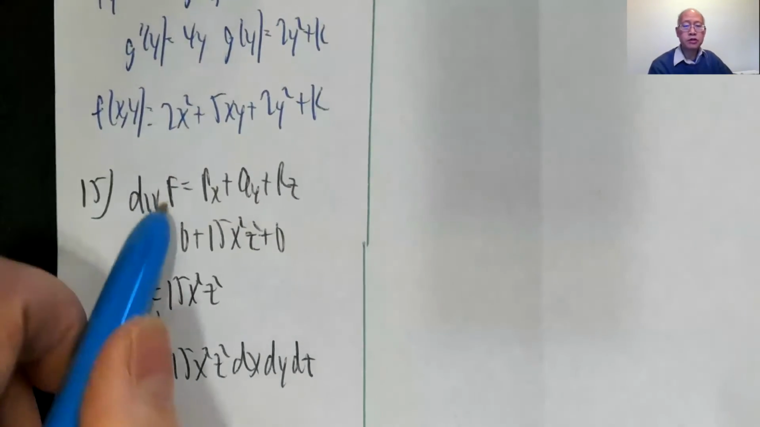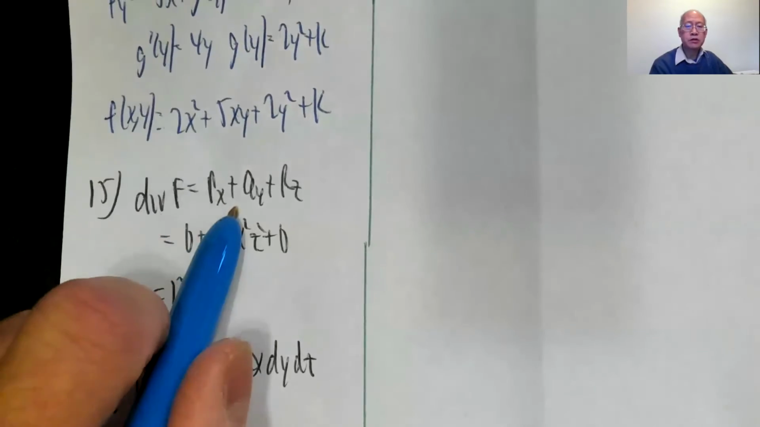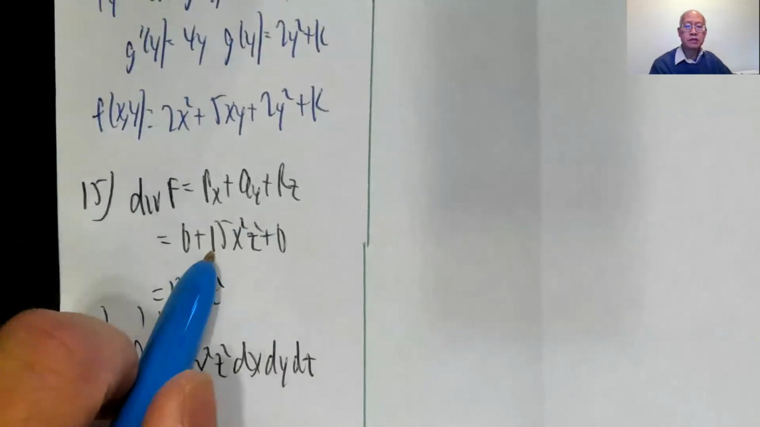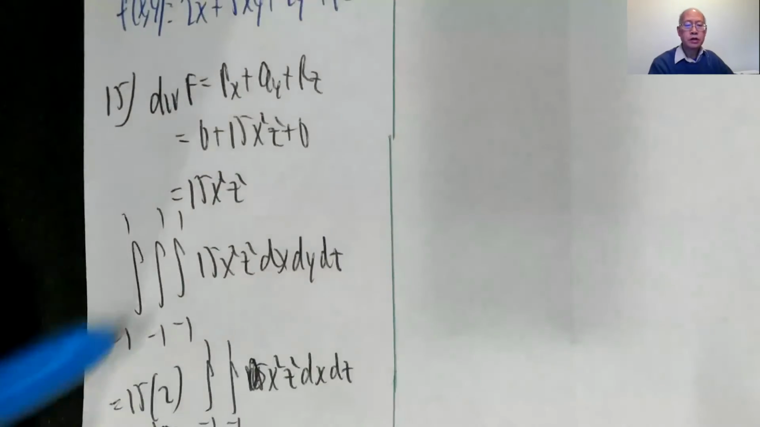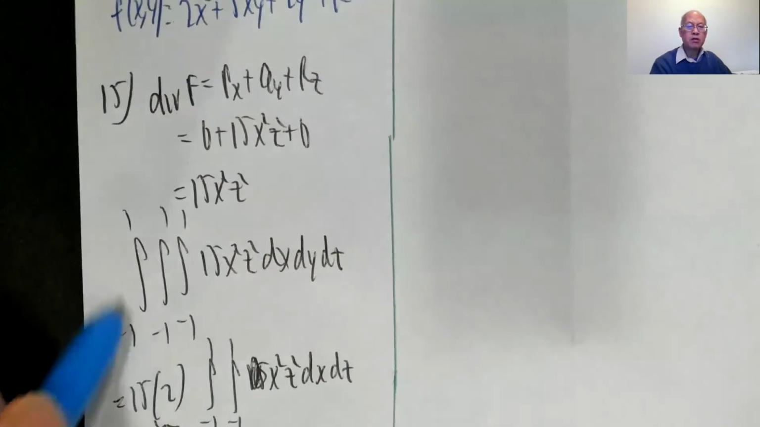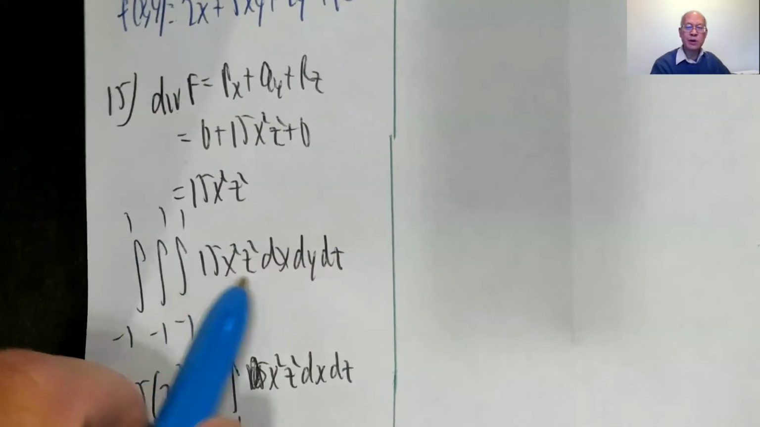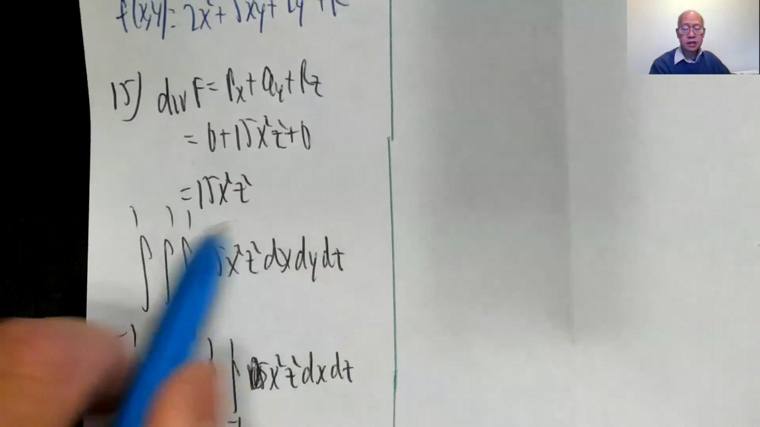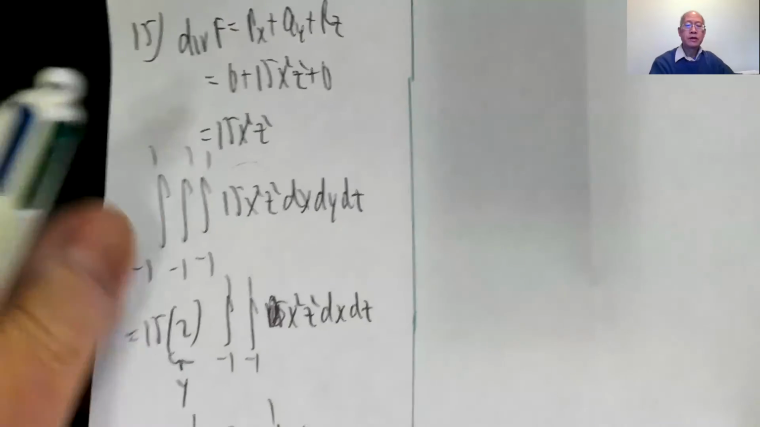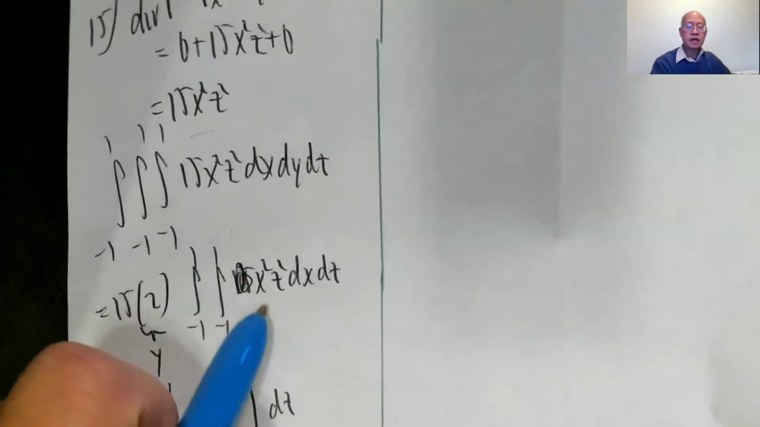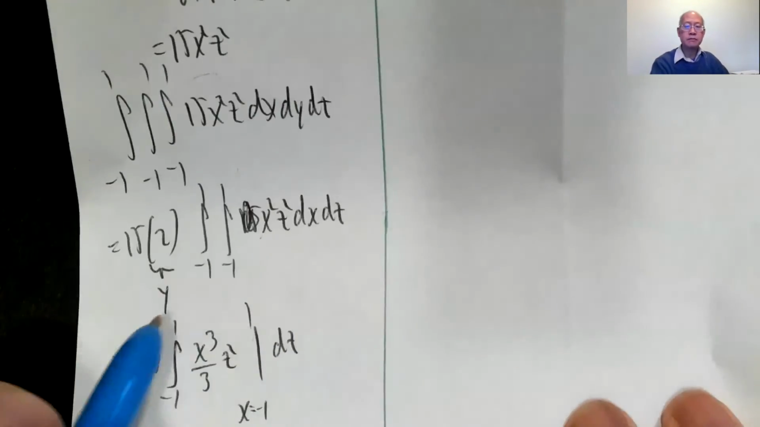15. Divergence of F is p sub x plus q sub y plus r sub z, 0 plus 15x squared z squared plus 0, 15x squared z squared. So triple integral, they're all going from negative 1 to 1, 15x squared z squared dx dy dz. This does not depend on y, so take out the length of the y interval. Take out the 15 also, so 15 times 2, integral from negative 1 to 1 for x and z of x squared z squared dx dz.